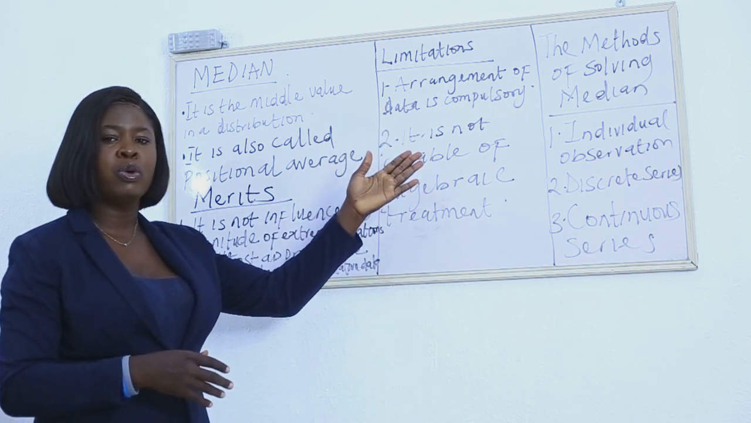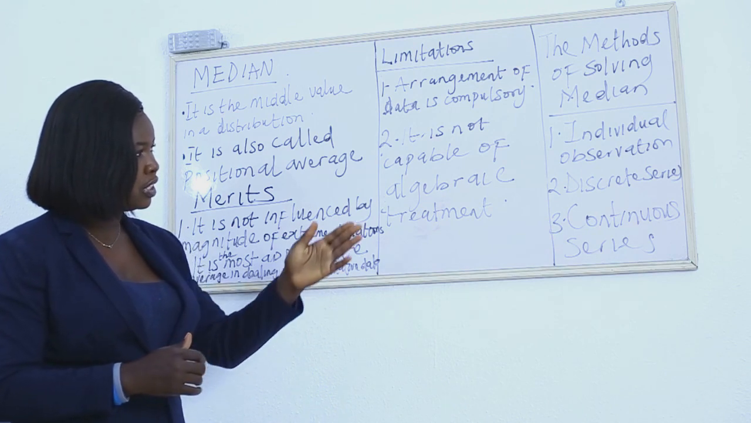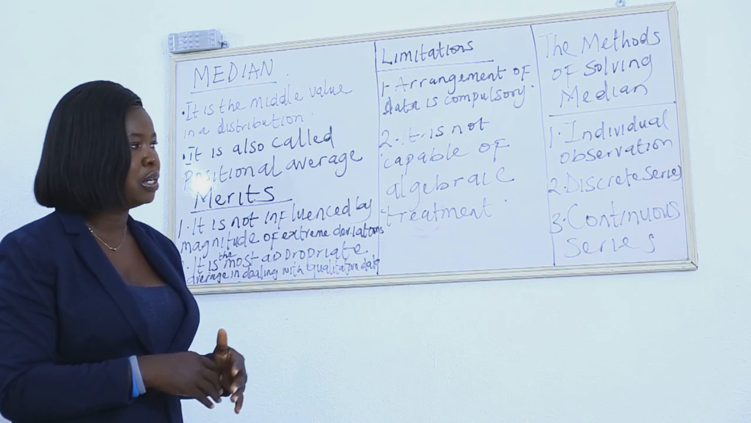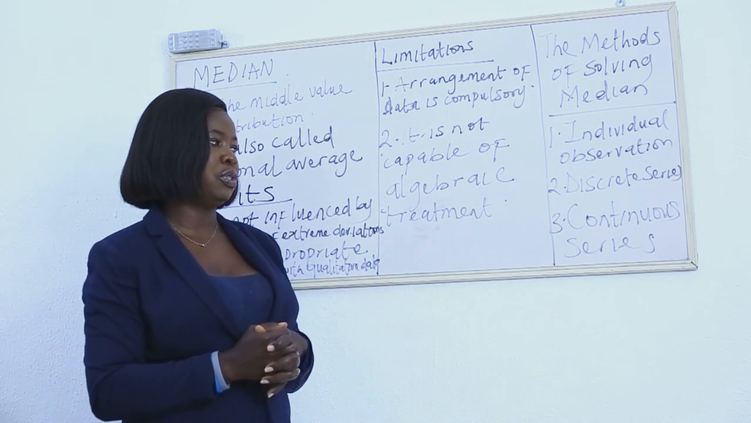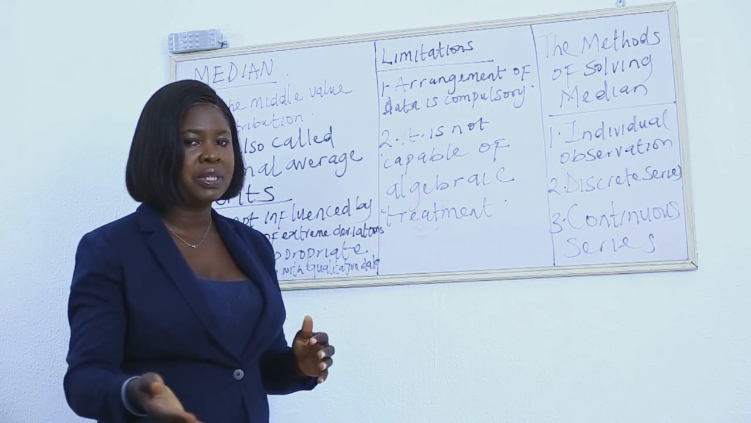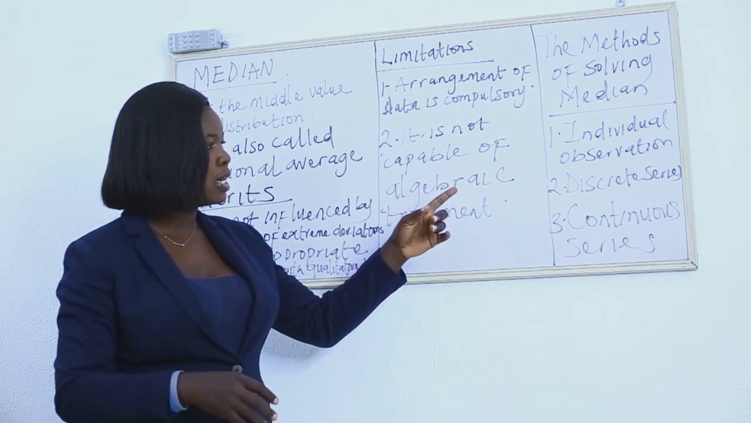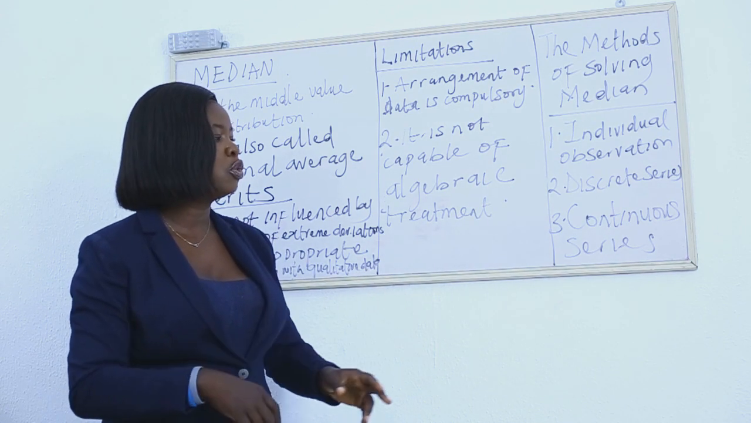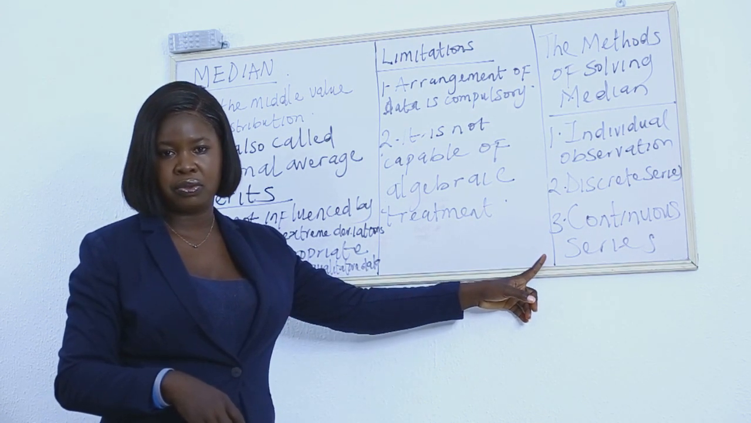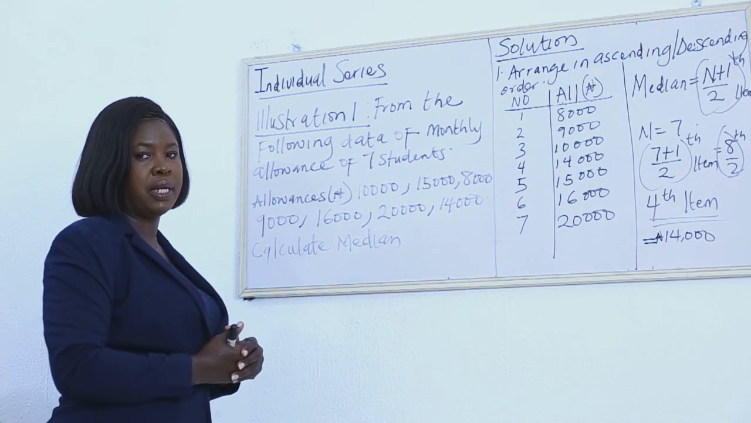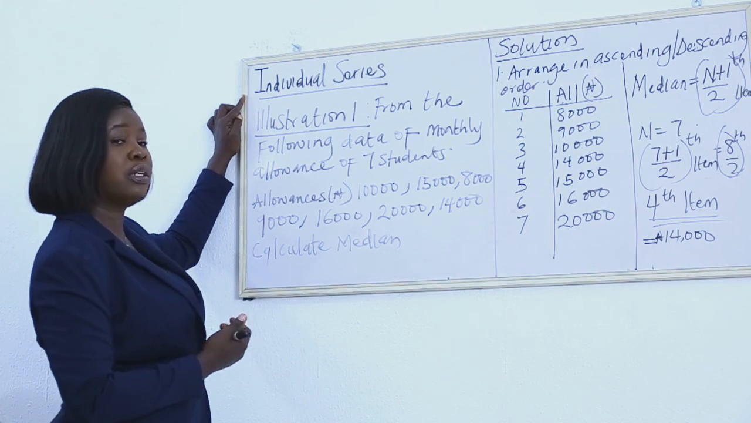What are the methods we'll be looking at today? The first methods of solving median, like we did for the arithmetic mean, we said we have the individual observation, the discrete series and the continuous series. The same process is repeated for the median, and we'll be looking at individual observation, the discrete series, and also the continuous series. We'll start with the first method of determining median, which is the individual series.